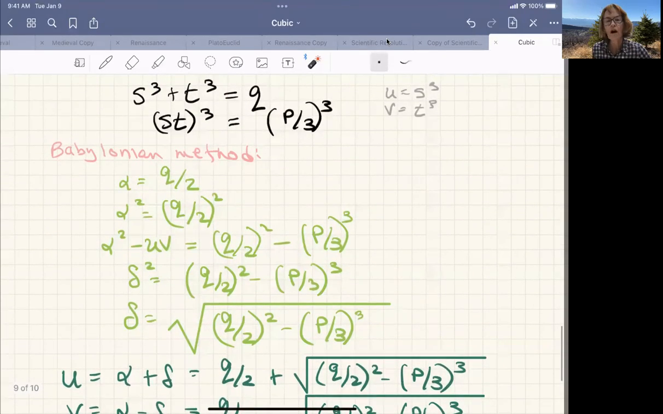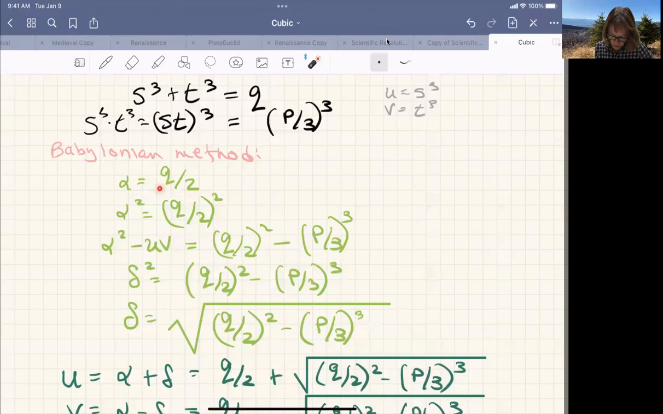Okay, so copying over from the previous page, we have that s cubed plus t cubed is equal to q, and then s cubed times t cubed is st cubed, which is p over 3 cubed. And then we're going to go ahead and make this substitution. u is s cubed and v is t cubed. So now let's go ahead and do our Babylonian method.